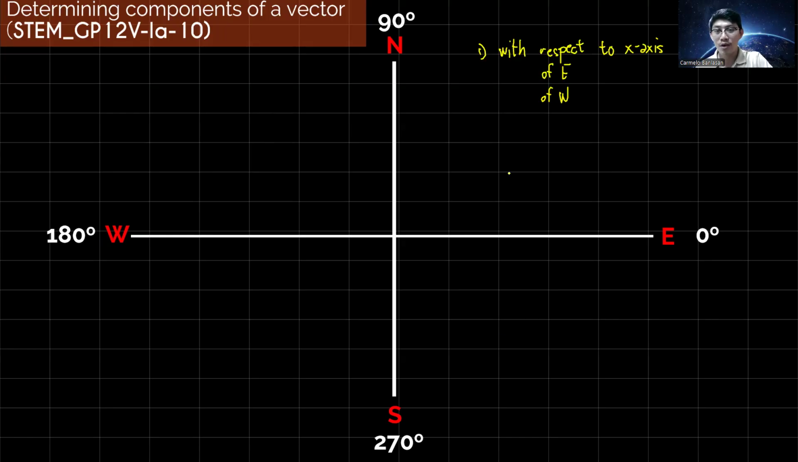We can also use the y-axis as our reference. So we can describe direction with respect to the y-axis. What are the directions along the y-axis? We have north and south. So that is why we can also describe the direction in terms of its reference along the y-axis. So we can say of north and of south, meaning it is with reference to the north, with reference to the south.